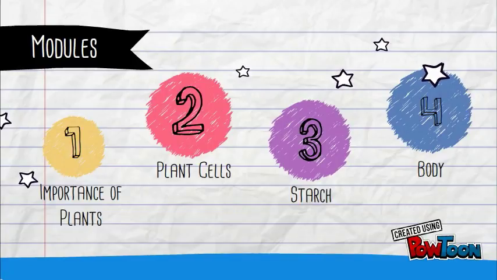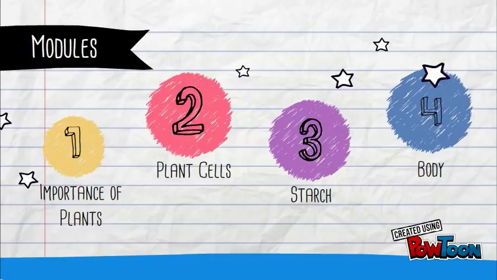Module 1 is called Importance of Plants. In that module, you'll be looking at the scientific method, chemistry related to plants, usefulness of plants, and some agriculture. Module 2 discusses the building blocks of plant organisms, plant cells. You'll be studying cell division, osmosis, the taxonomy of plants, alternation of generations in plants.